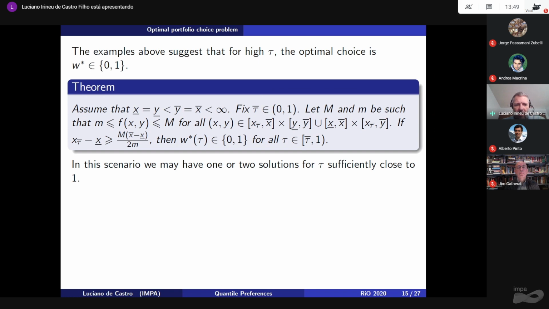There is another theorem that we have for high tau. You remember that high tau are the guys that are optimistic or risk lovers in some sense. So there is a risk lover. They don't hedge in some sense. This is the idea that they pick one or the other asset.